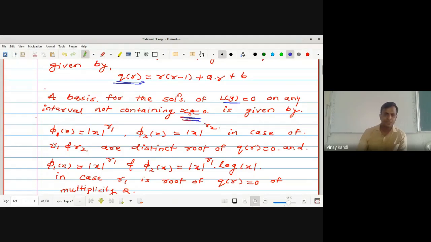So it is given by phi 1 of x is equal to mod x raised to r1 and phi 2 of x is equal to mod x raised to r2, in case r1 and r2 are distinct roots. This is when r1 and r2 are distinct roots. And phi 1 of x is equal to mod x raised to r1 and phi 2 of x is equal to mod x raised to r1 into log of mod of x, in the case when r1 is a root repeated with multiplicity 2.